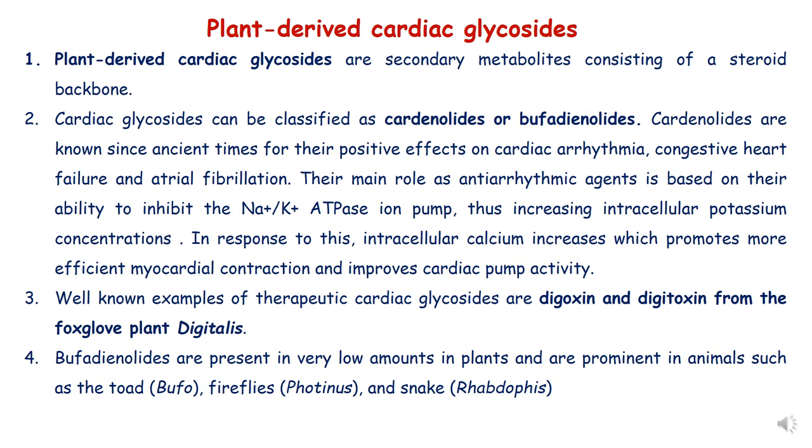from the foxglove plant Digitalis purpurea. Now, the second type of cardiac glycoside, the bufadienolides, are present in very low amounts in plants, but they are prominent in animals such as toads, fireflies, and snakes. So from the phytochemical point of view, we are interested in plant-derived cardiac glycosides, and the most famous examples are digoxin and digitoxin, derived from the foxglove plant, Digitalis.